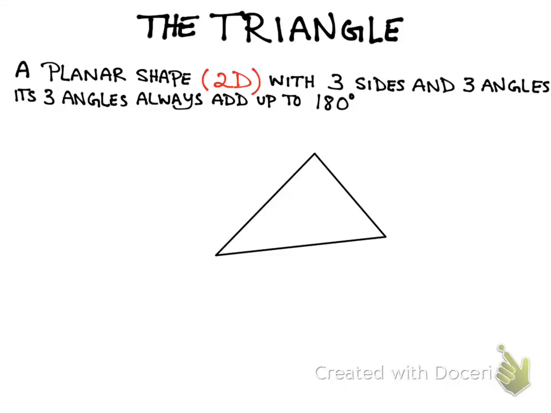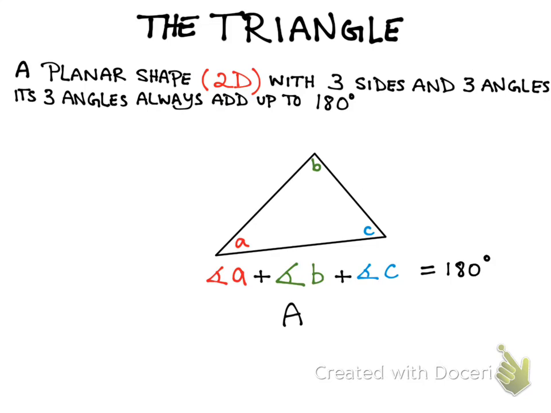So the triangle. The triangle is a planar shape. It's two-dimensional. That's what a planar shape is. It has three sides and three angles. And something special here is that the three angles will always add up to 180 degrees, no matter which triangle we look at.